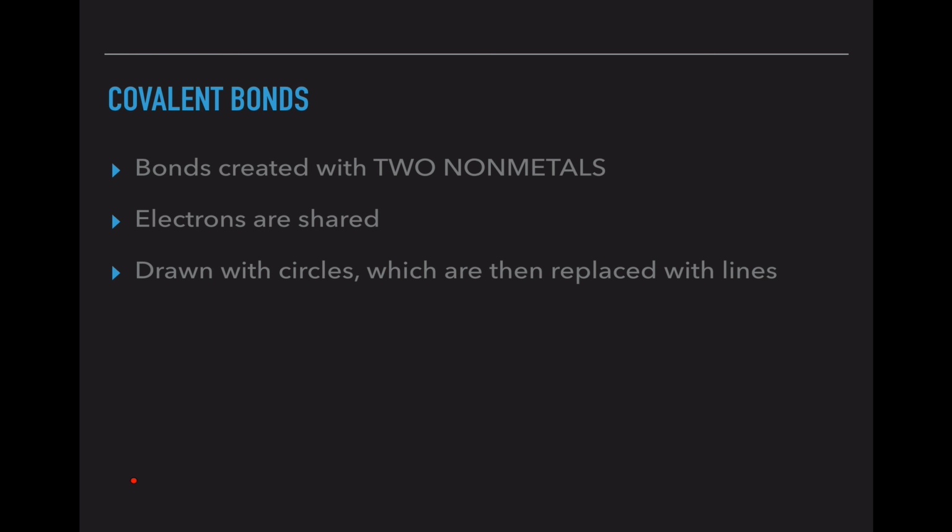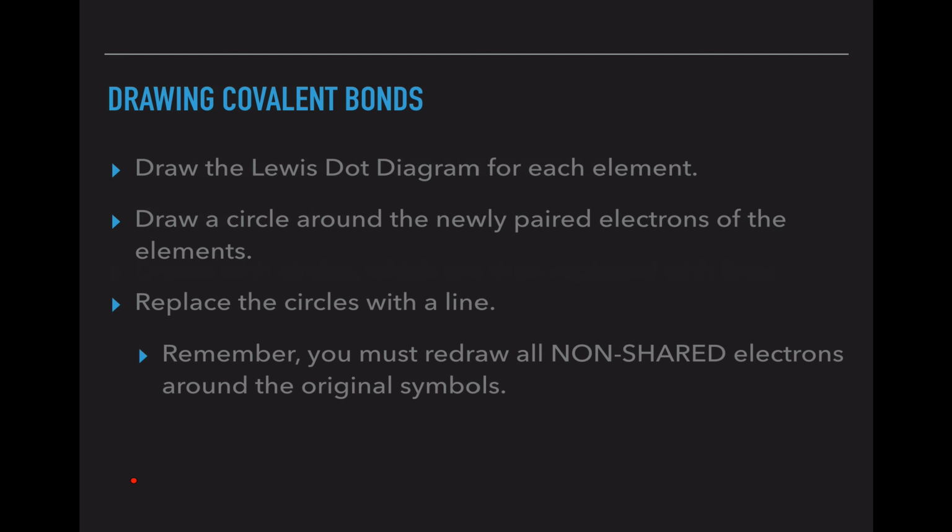When we draw these, we are going to draw these with circles, which we are then going to replace with lines. So again, we have about 3 steps to draw covalent bonds. The first step is the same as the ionic bonds. You draw the Lewis dot diagram for each element. The second step, you draw a circle around newly paired electrons of both elements. Now, circle, you could also call it an oval because sometimes it will look more ovally. Then we will replace those circles with a line.